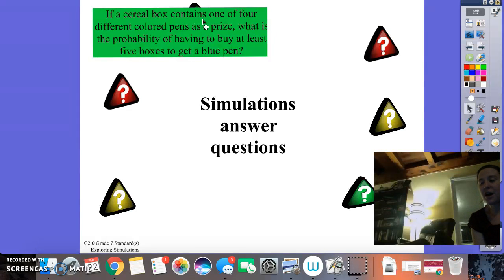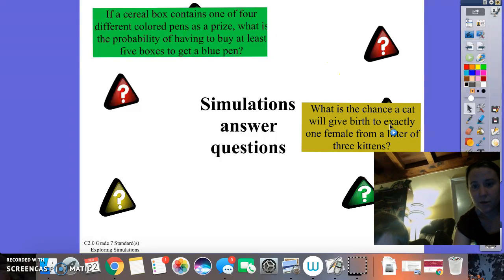Now, we don't want to actually go and buy 5 boxes of cereal. And that would be one trial, and then we'd have to buy 5 more boxes to see what the probability is over and over of getting a blue pen after 5 boxes of cereal. Similarly, here's another one. What is the chance that a cat will give birth to exactly 1 female from a litter of 3 kittens? We don't want to have to go find multiple litters of kittens to see how many of them happen to be female. That's not an efficient way to calculate probability.